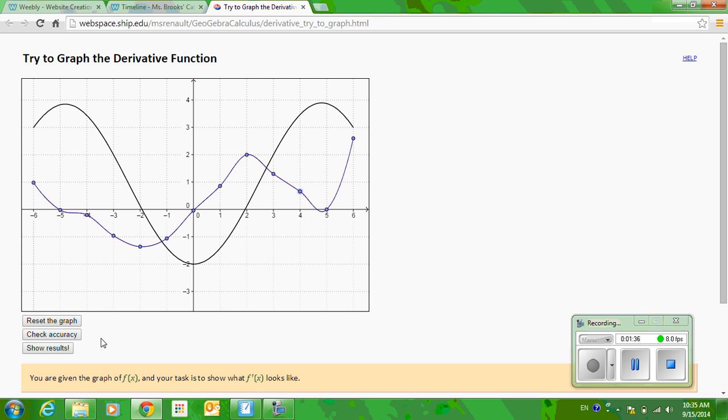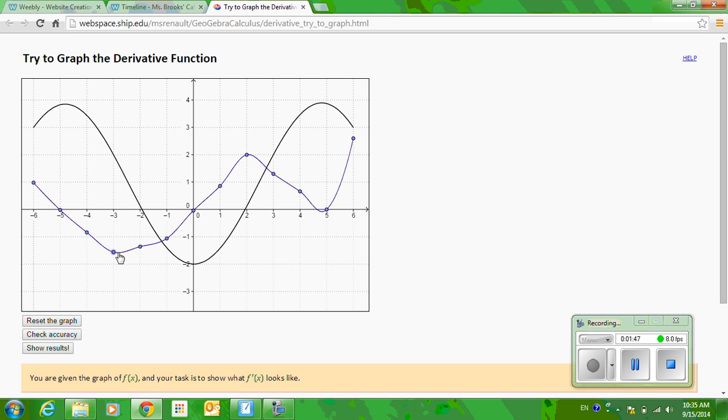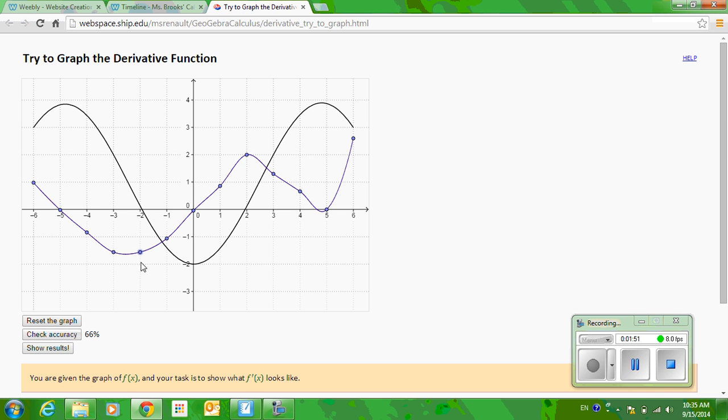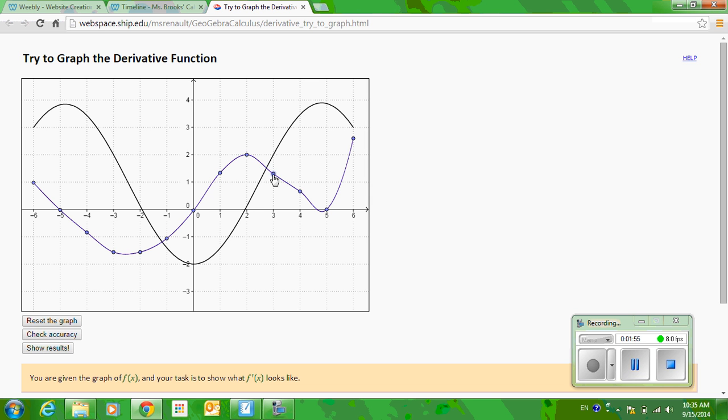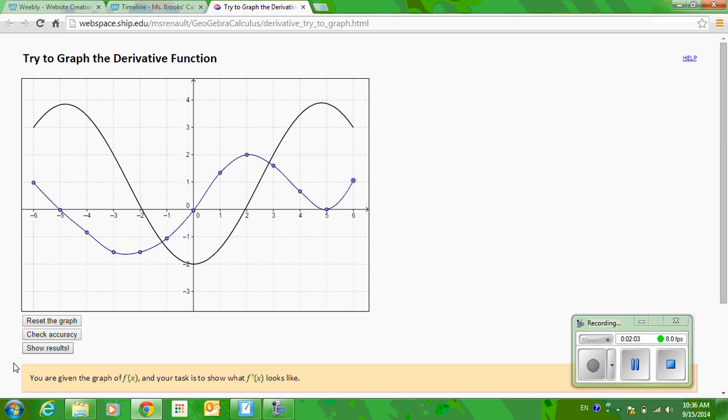Okay, so I don't know how accurate I am, so let's check the accuracy, 59%. So one thing that I could do is kind of make this bend out a little bit more maybe. I can check again, and 66, so that was good. So maybe make this look more like a curve. This is really hard to get. That's 68, so it only helped it a little bit. Maybe move this, that's not quite so high.